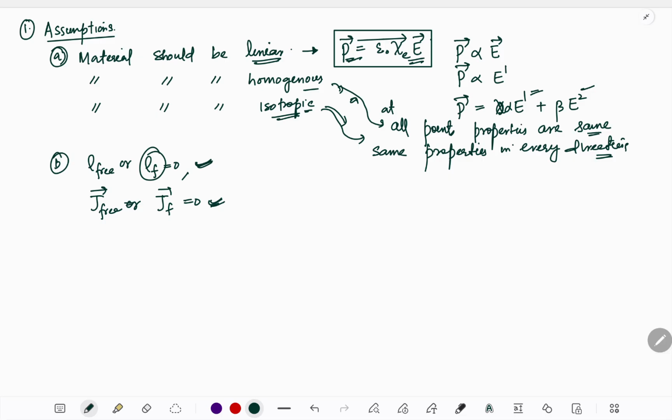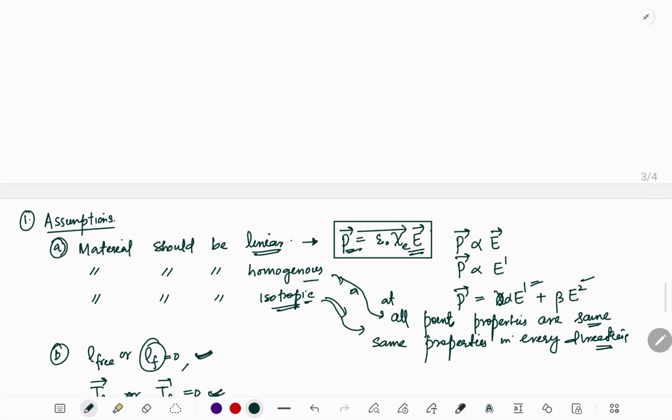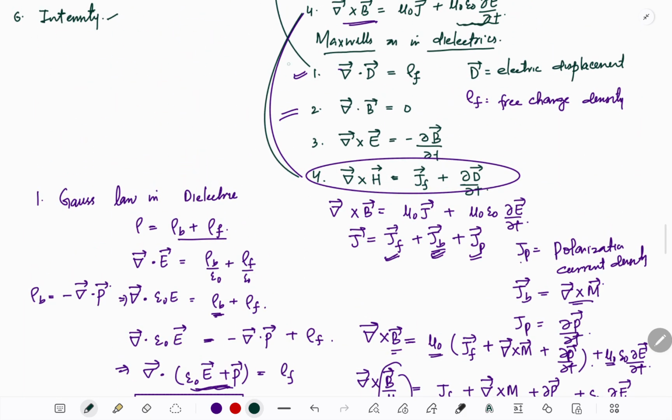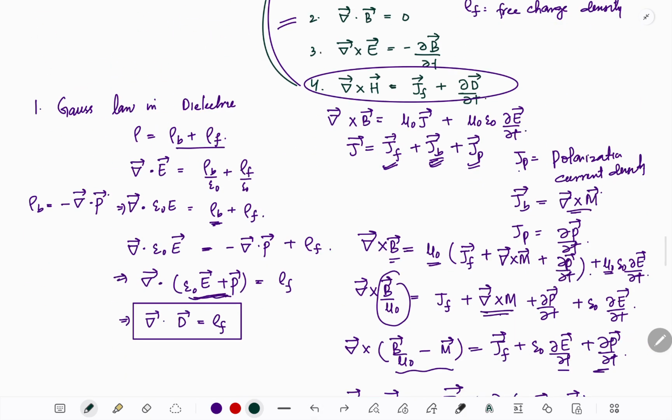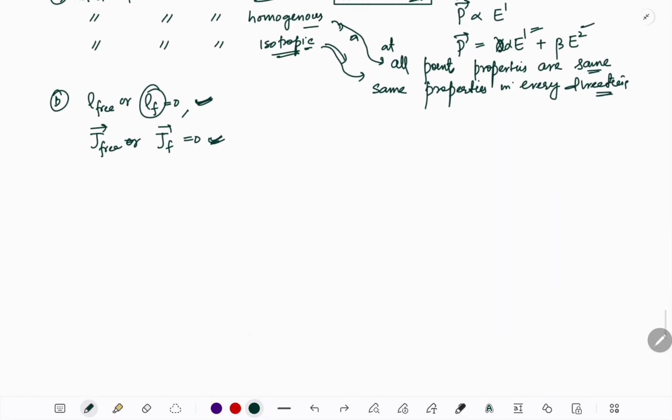Now what will happen by taking these two assumptions? They will simplify these equations for us. Okay, this is the second assumption.